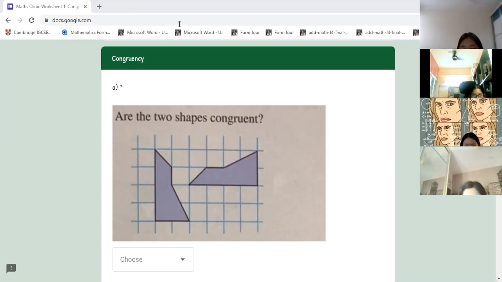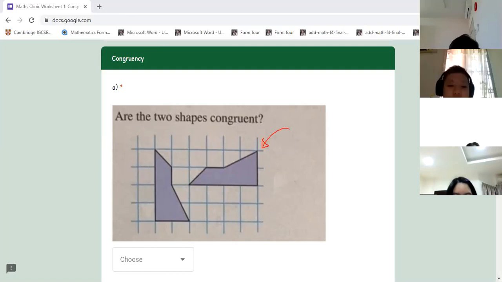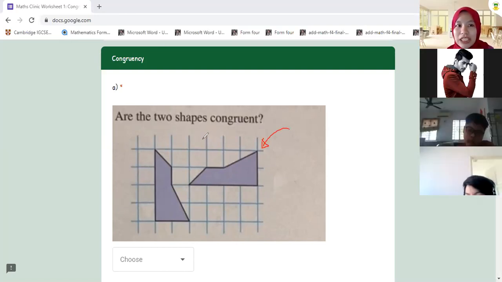Okay, so are the two shapes congruent here? Guys, look at here, you have a grid line at the back. So it is easy for you to identify whether the shapes are congruent or not by simply looking at their size and shape. If you're not so sure, since you already have the grid line at the back, you can find how many square grids the length of the shape is. So there will be 4. Yes, here also 4.